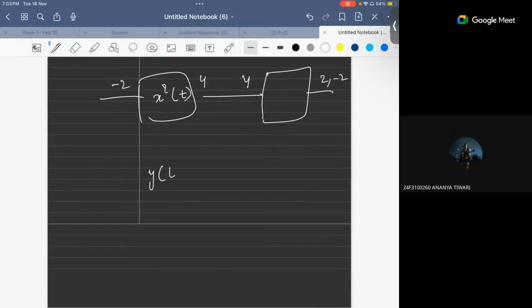Yt equals cos of xt plus C. Yes, sir. Okay, then what is the question here? What has been asked? Whether invertibility exists or not.